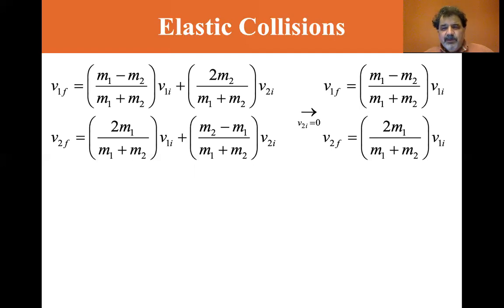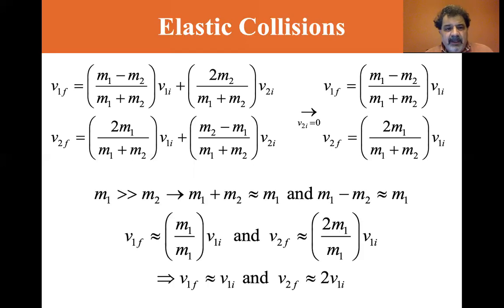No, that's right. Those are both right. And V2 final equals 2M1 over M1 plus M2. So in the case where M1 is much greater than M2, M1 plus M2 is approximately M1, and M1 minus M2 is approximately M1. We're talking about when M1 is much, much greater than M2.